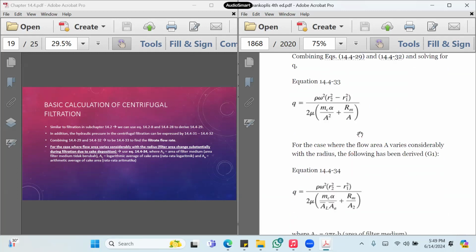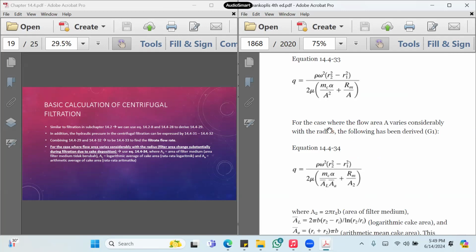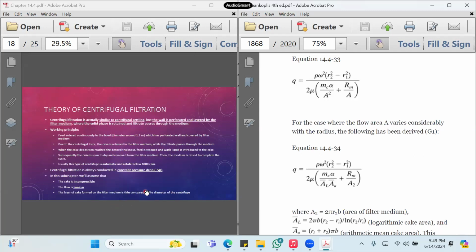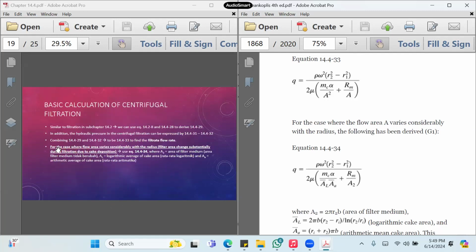Now, this is a special case, friends. For the case where the flow area varies considerably with the radius, or the filter area changes substantially during filtration due to cake deposition. Previously we said that in this subchapter we will assume the cake thickness is very thin compared to the diameter of the centrifuge. But now it's not, it changes significantly. So we can actually use equation 34 to calculate the Q.